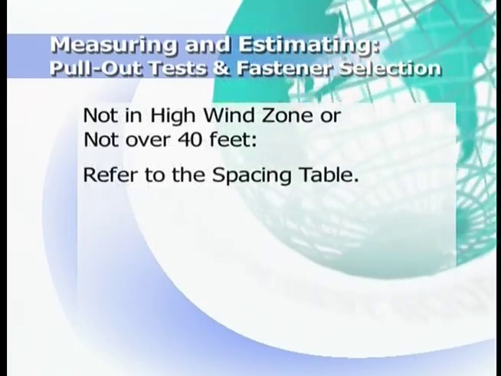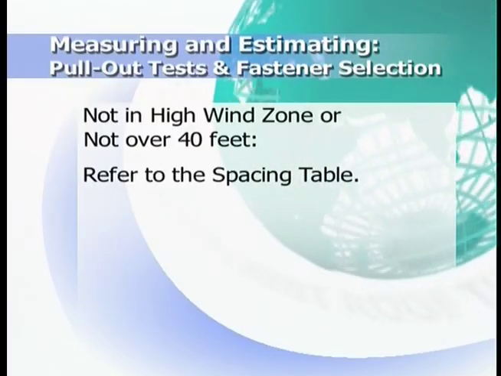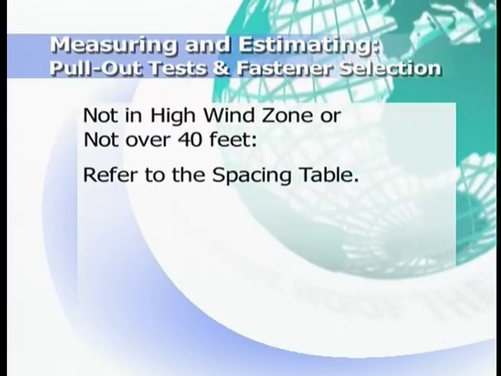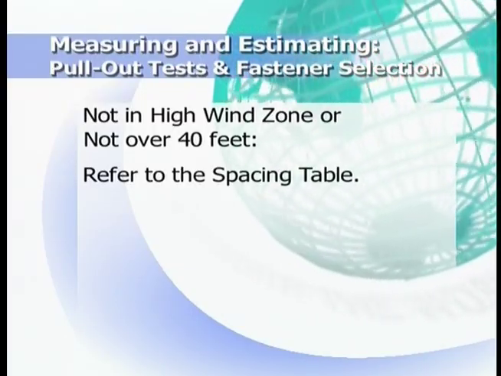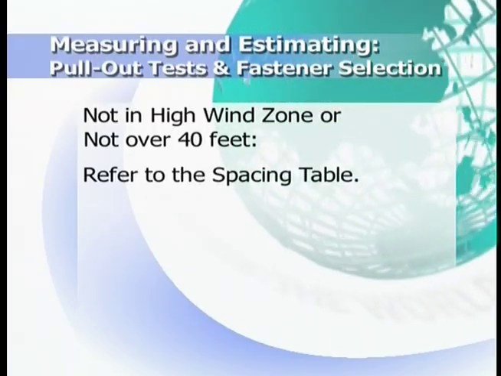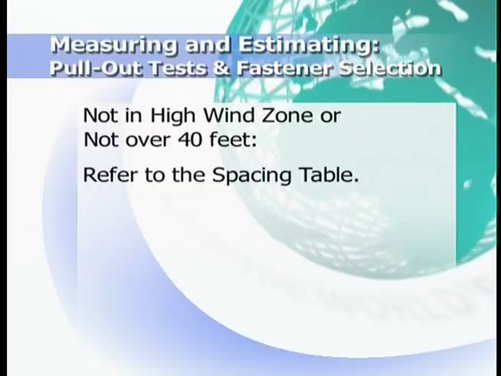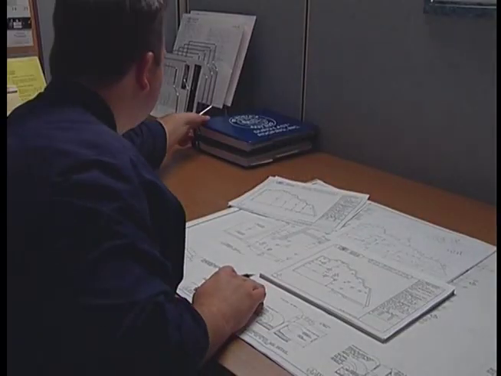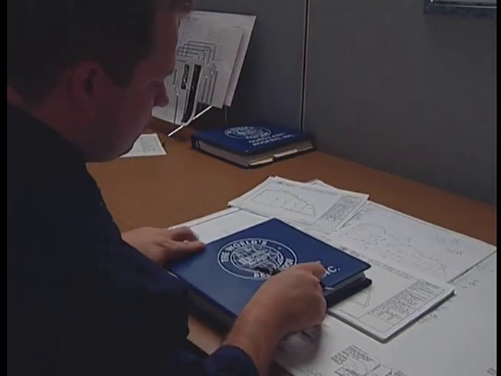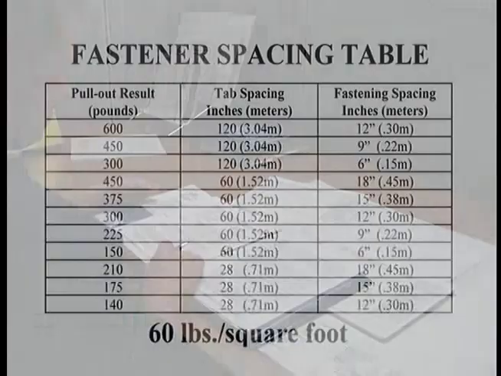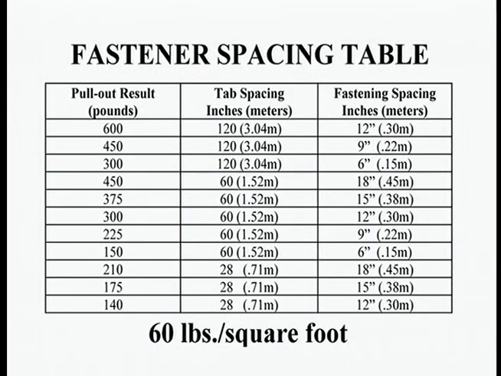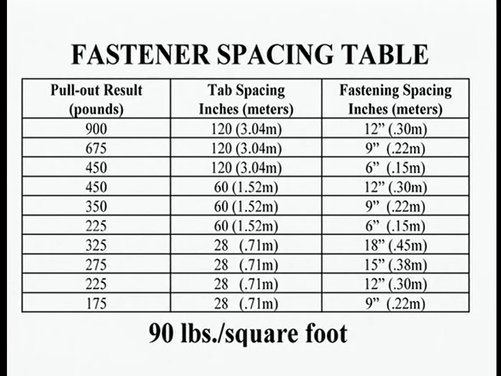If the building is not in a high wind zone or over 40 feet high, refer to the fastener spacing table. For buildings over 40 feet in high wind regions, call the Duro-Last Engineering Services Department to determine if additional enhancement is required. Once you select the proper fastener, you must follow the Duro-Last minimum fastener spacing indicated in the fastener spacing table. Notice the two different categories for fastening to 60 pounds or 90 pounds per square foot. Each table has 3 columns made up of several rows.